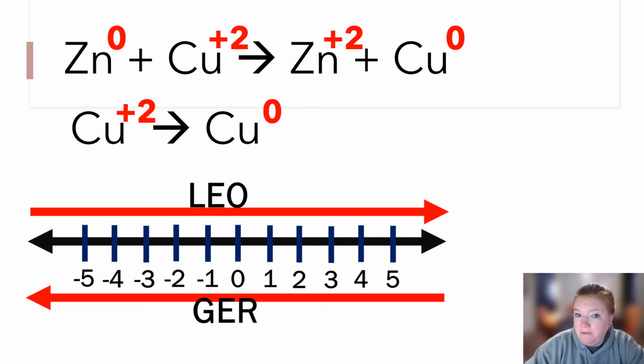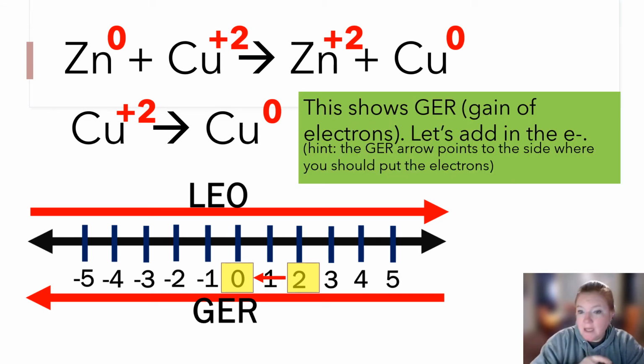All right, so we went from +2 to 0. Look at the way that arrow points. What is it following? What direction is it moving? And how many spaces is it moving? So 2 spaces. So that's how many electrons. So it shows reduction, gain of electrons. We've got to put the electrons where they belong.